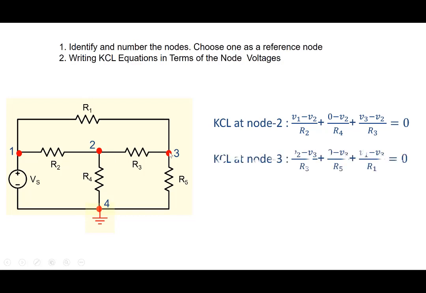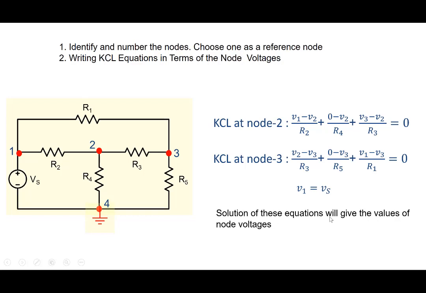Similarly, we can write it at 3. So current coming from the left, (V2 minus V3) by R3. So that's one current. Current coming from the bottom, (0 minus V3) by R5. And then current coming from the top, which will be (V1 minus V3) by R1. So that's another equation. And we already know V1 equals Vs, so the value of V1 is known. So we basically have 2 unknowns here, V2 and V3, and we have 2 equations, and we can solve them.